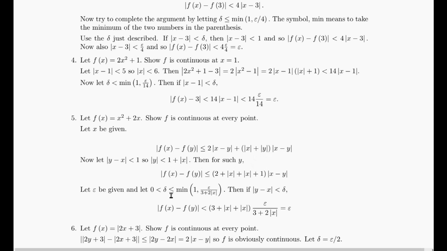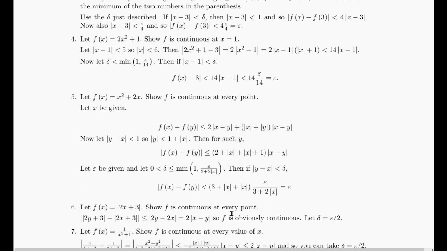And so now I'll let delta be less than the minimum of 1 and epsilon over 3 plus 2 times absolute x. Then, if y minus x is less than delta, all the inequalities hold at once. And so absolute of f of x minus f of y is less than this. See, that's this up here, you see. Times epsilon over 3 plus 2 absolute x, and that's epsilon.